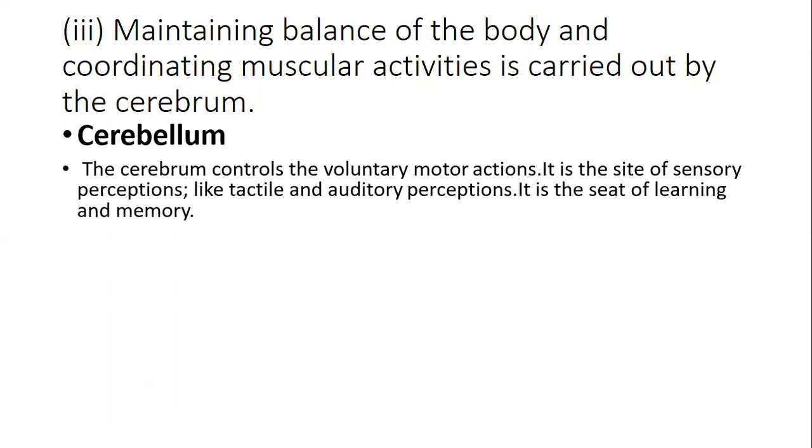Now, let's see the function of all three parts of the brain. The cerebrum is the largest part and controls the voluntary motor actions. It is the site of sensory perceptions like tactile and auditory perception. It is the seat of learning and memory. Whatever you're thinking, your reasoning, your willpower, all are under this control. And it is for voluntary action.